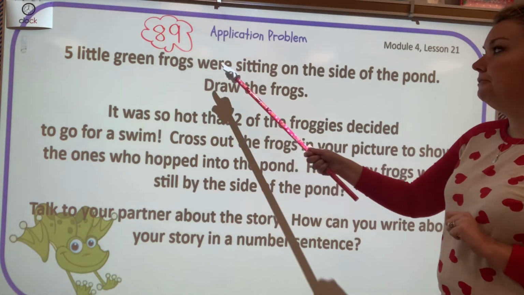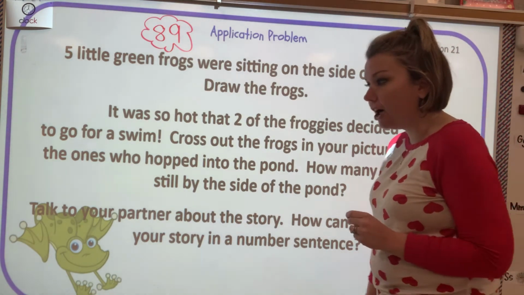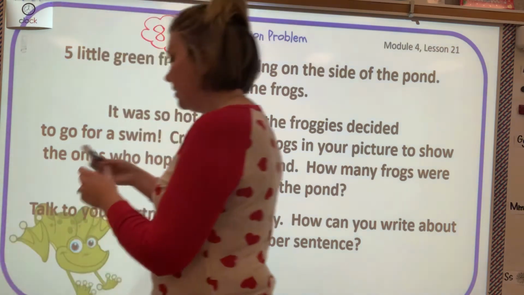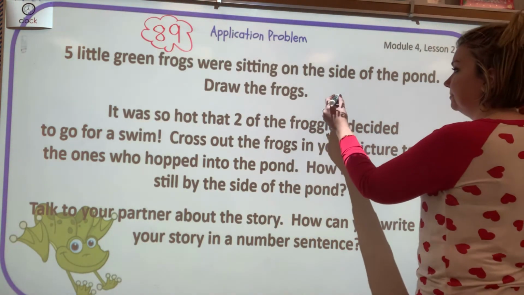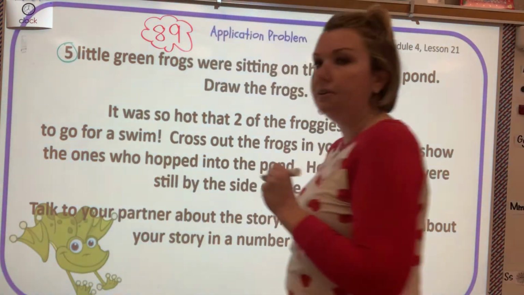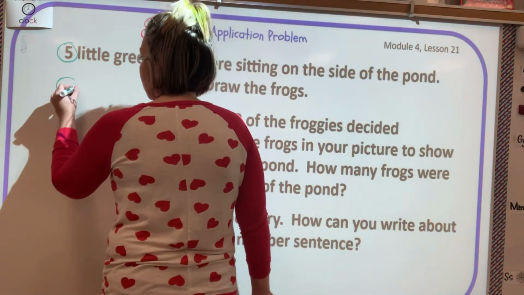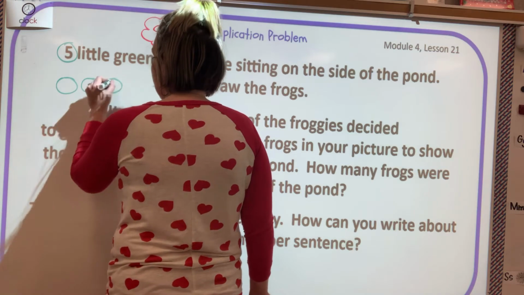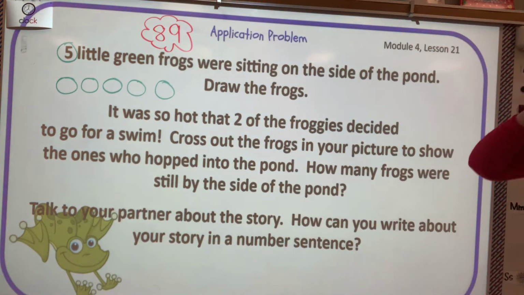5 little green frogs were sitting on the side of the pond. Draw the frogs. I'm going to draw my frogs over here. 5 little green frogs were sitting on the side of the pond. 1, 2, 3, 4, 5. I drew my 5 frogs. You draw it too.